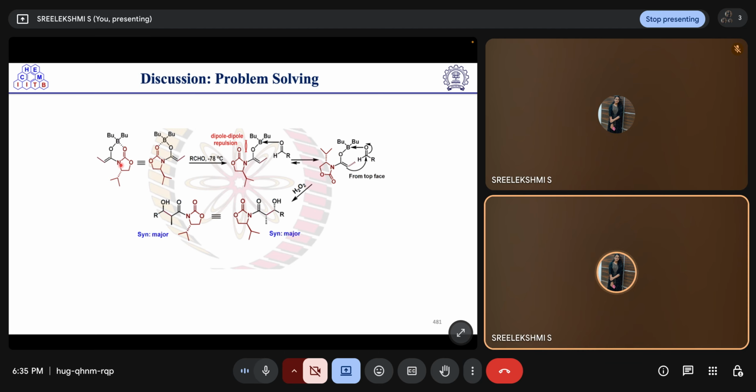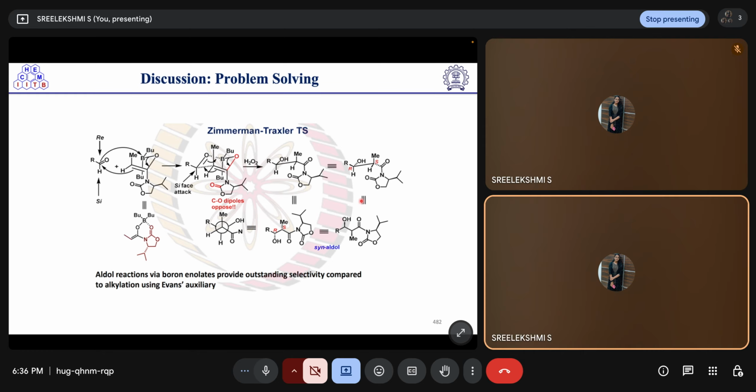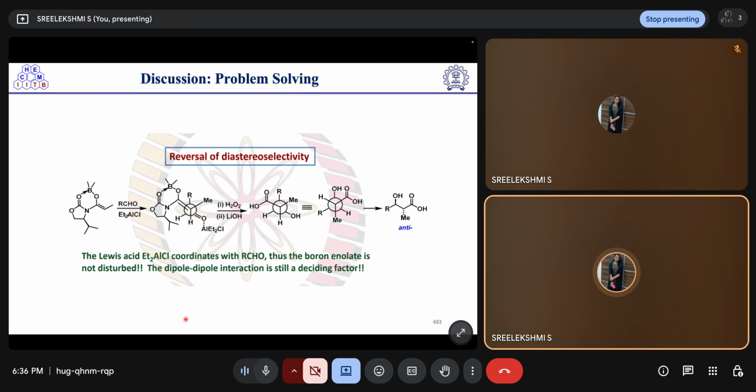That is what is given here, so we can write it like this. Here we can see there is a dipole repulsion, so this is the more favored transition state. And as we can see, this is controlling, so the attack will be from the opposite face of this, so this will be the major product, and syn will be the major product. And one more thing is that using this boron enolate, we can have more selectivity compared to the alkylation using Evans auxiliary.